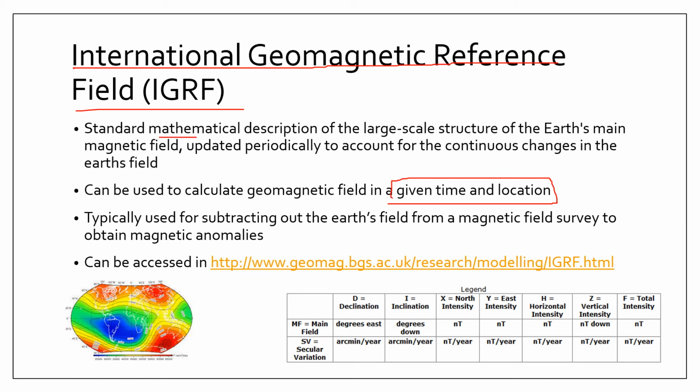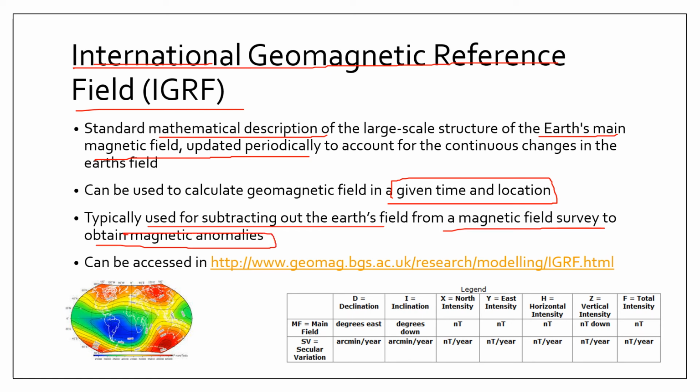So this is a mathematical model of the Earth's magnetic field. It only accounts for the main magnetic field of the Earth, meaning it doesn't care about the crust. It's all about the magnetic field of the Earth, which mainly arises from electrical convection currents inside the Earth. And you can use this data set to subtract out the magnetic field of the Earth from your magnetic field survey data so that you can get the magnetic anomalies.